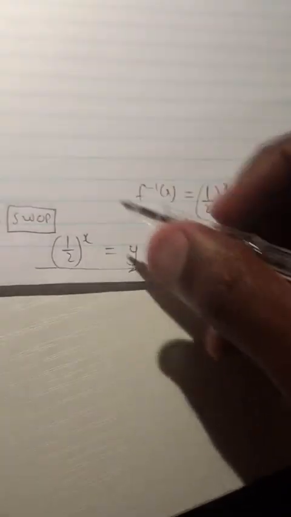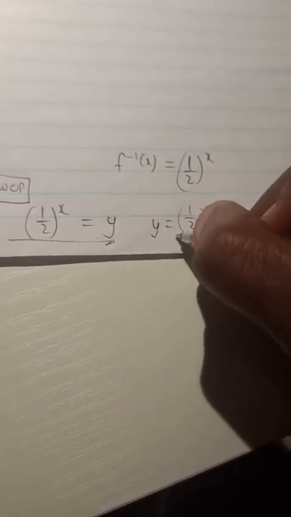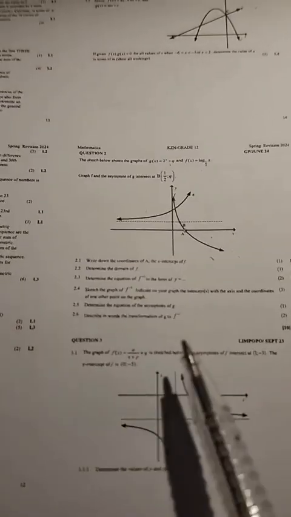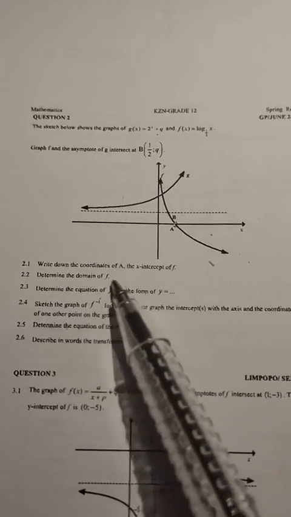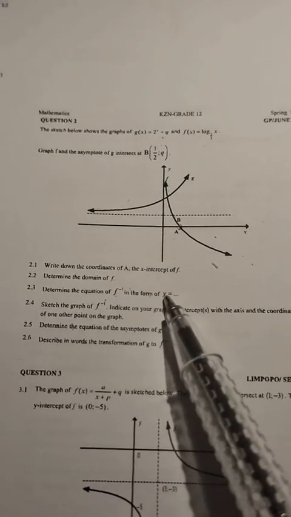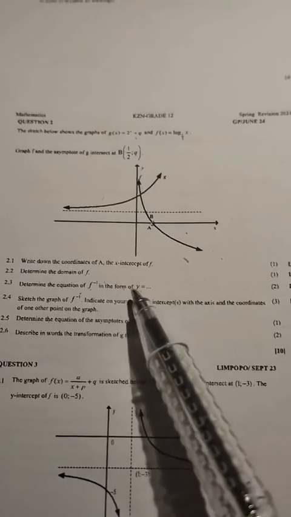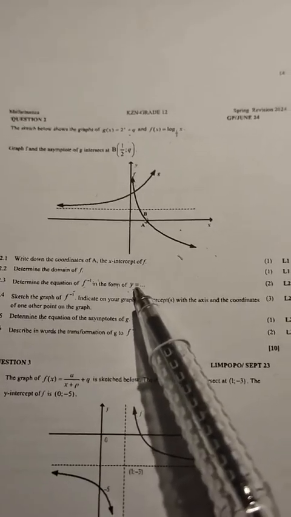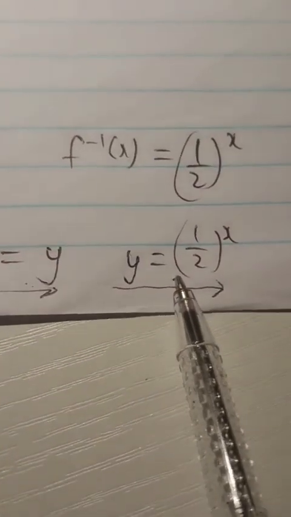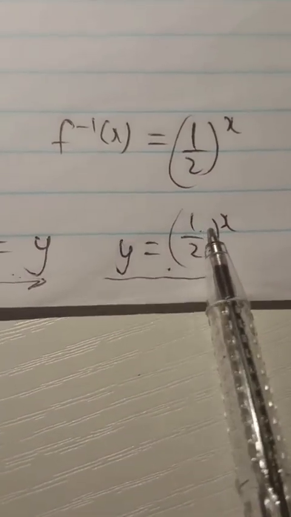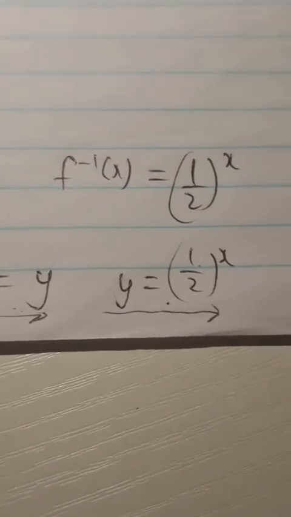But you remember they said they want us to write the equation in the form. So please take note and be very careful, be mindful. They are saying here, determine the equation of the inverse in the form. So when they say in the form, you must make sure your final answer is in the form where the subject is y equal to and then the actual expression. So there it is: y is equal to half to the power x. Are we good?